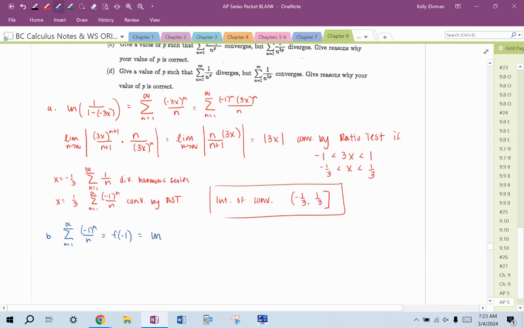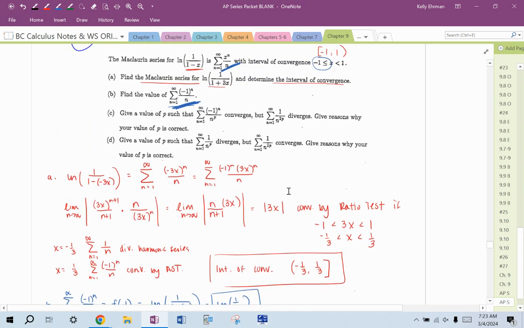That equals the natural log of 1 over 1 minus -1, which is the natural log of 1/2. We would leave it at that. So the function value at -1 matches the series value exactly because we're still within the interval of convergence.